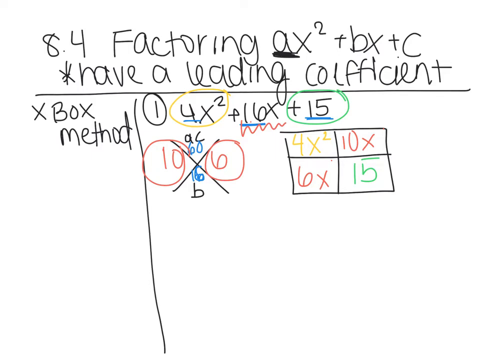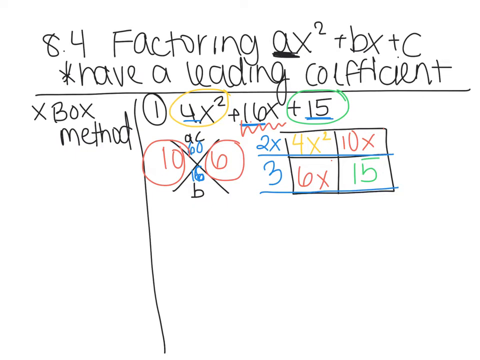Now we're going to find our GCFs. So the GCF of the top row, 4x squared and 10x, is 2x. Our GCF of our second row is 6x and 15, so it should be 3.